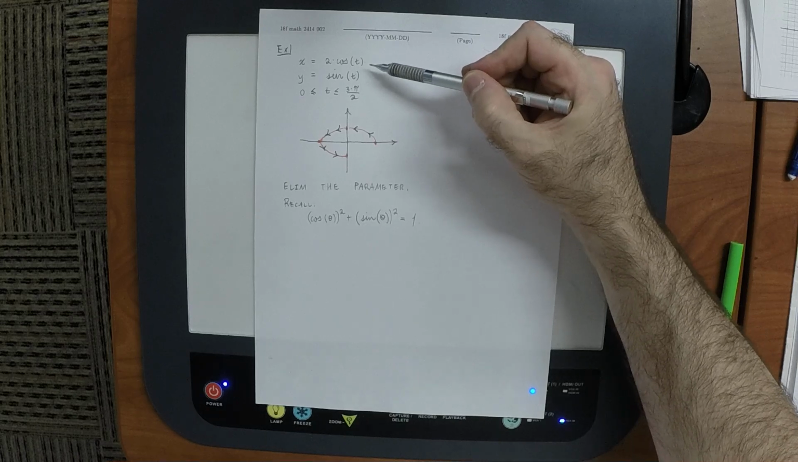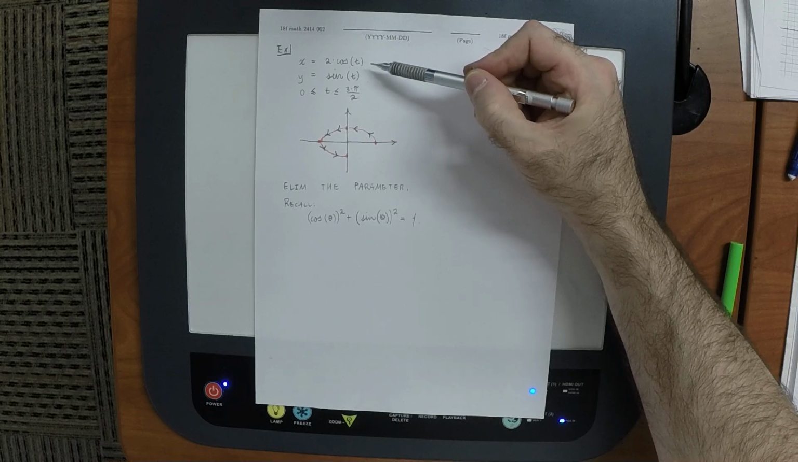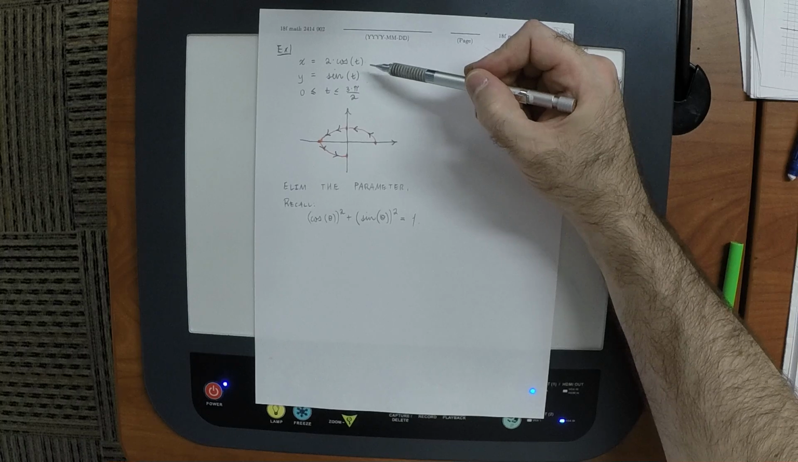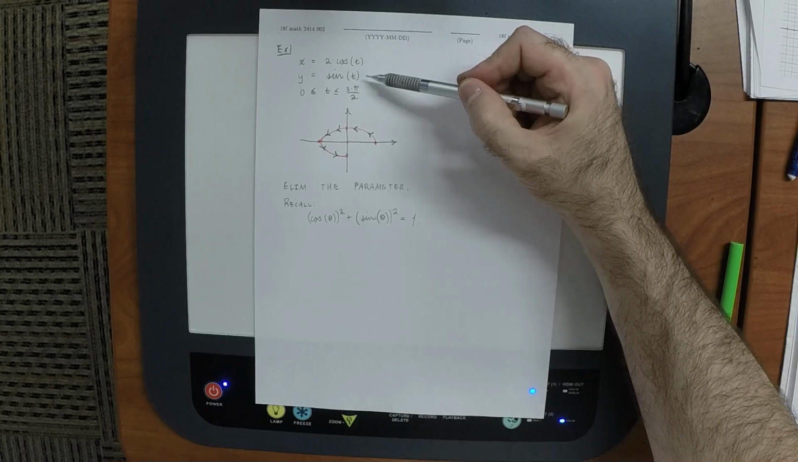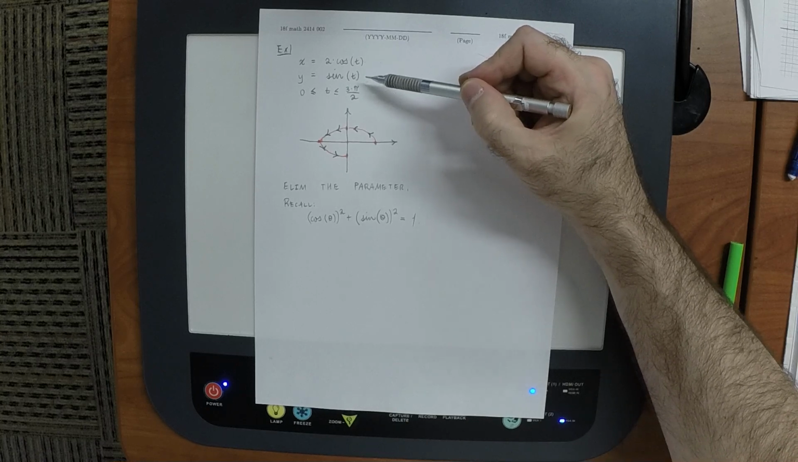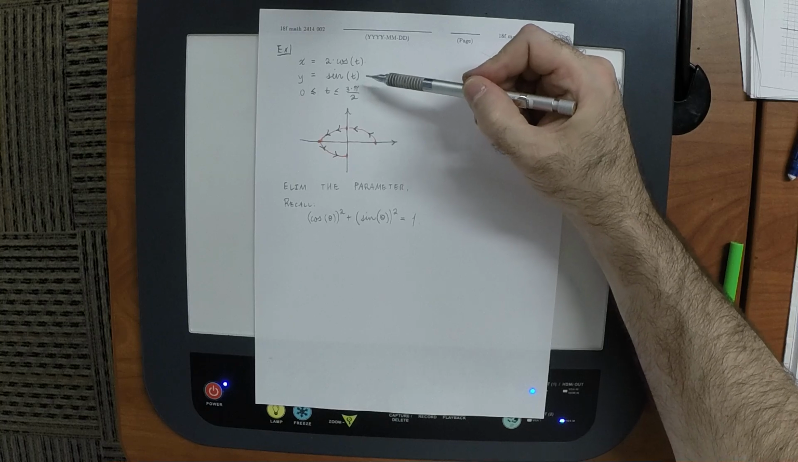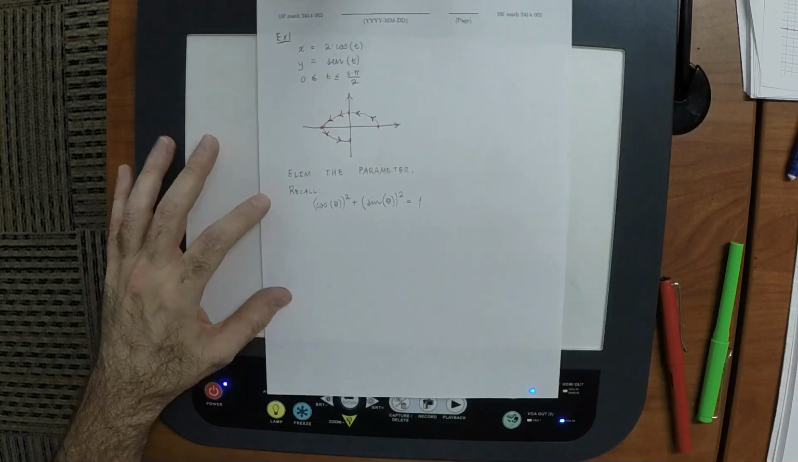And what I want you to observe is that, for example, for the x equation, it's not particularly easy to solve for t. But can you solve for cosine of t? Yeah, that's easy, right? And then in the y equation, it's not particularly easy to solve for t, but can you solve for sine of t? Yeah, that's already done, isn't it?